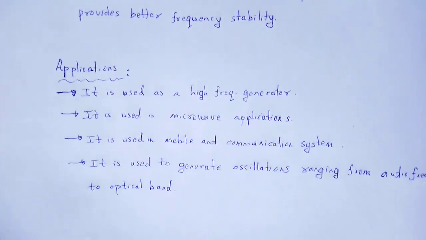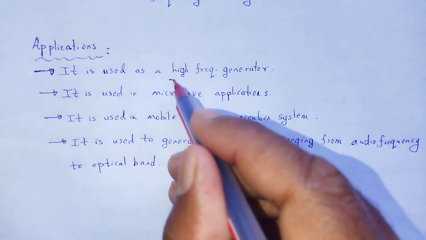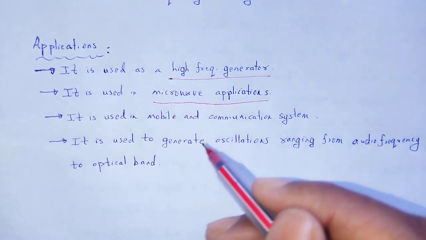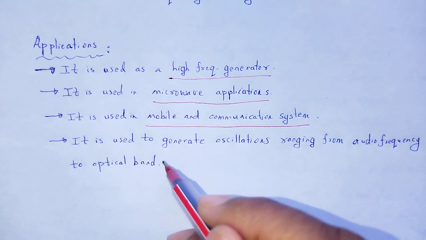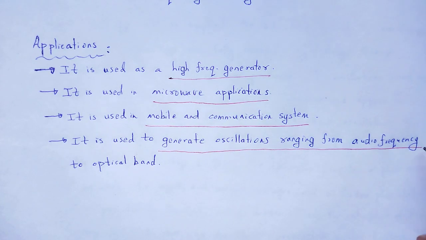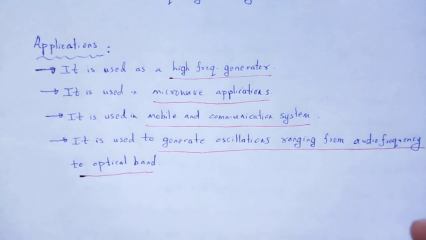Next, applications: it is used as a high frequency generator, also used in microwave applications, used in mobile and communication systems, used to generate oscillations ranging from the audio frequency to the frequency of optical band. These are some applications of Colpitts oscillator.